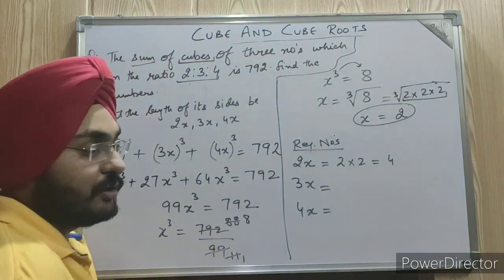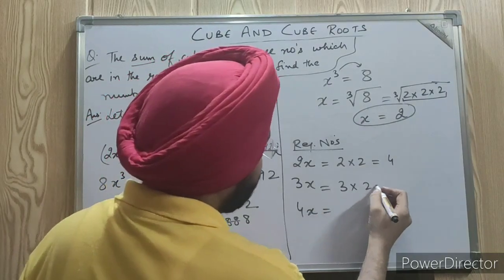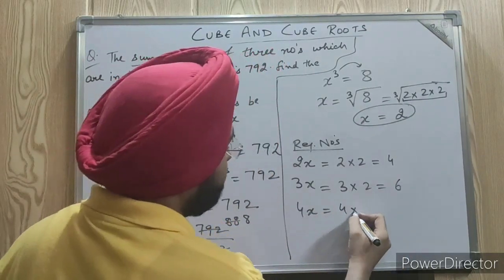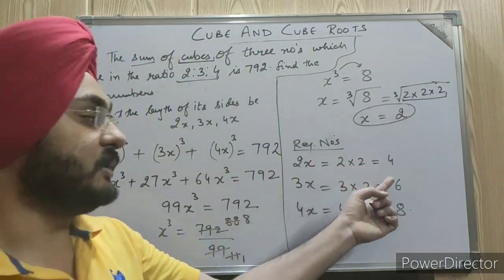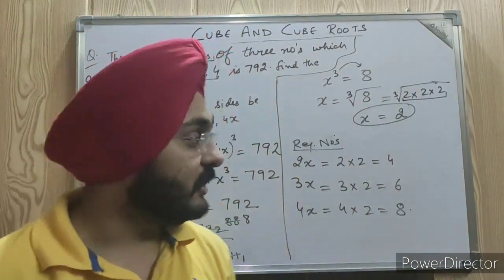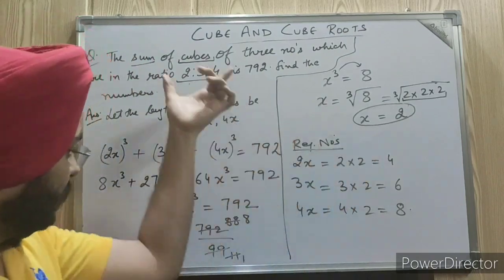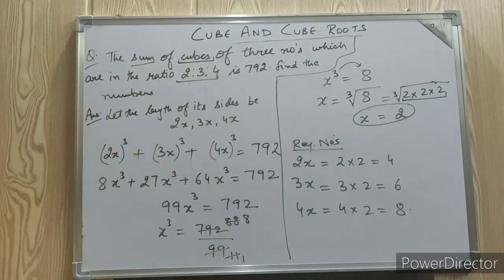So 2x will be 2 into 2, 4. 3x will be 3 into 2, which means 6. And 4x means 4 into 2, which means 8. So the required numbers are 4, 6 and 8 here. So I hope this will be clear to you all. Just keep these things in mind.